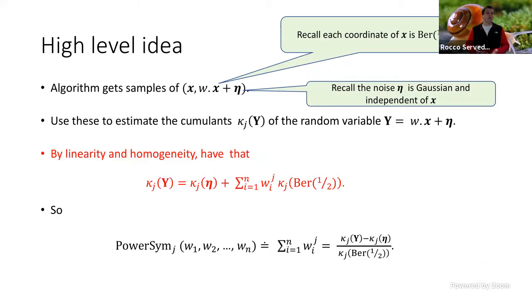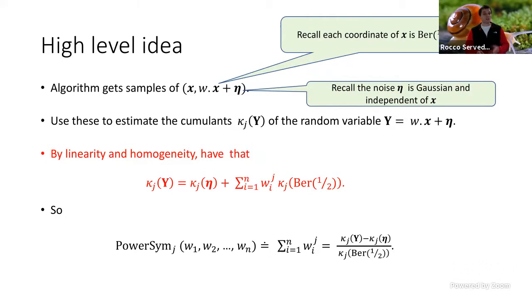And now, given the way the data is structured, I can use these linearity and homogeneity properties to say, well, I have w.x plus independent noise. So the linearity lets me split those two pieces apart. And then for w.x, I can use the homogeneity property to say that the jth cumulant of that part is just the sum of wi to the j times the jth cumulant of the Bernoulli. Okay, so this is just the part in red.